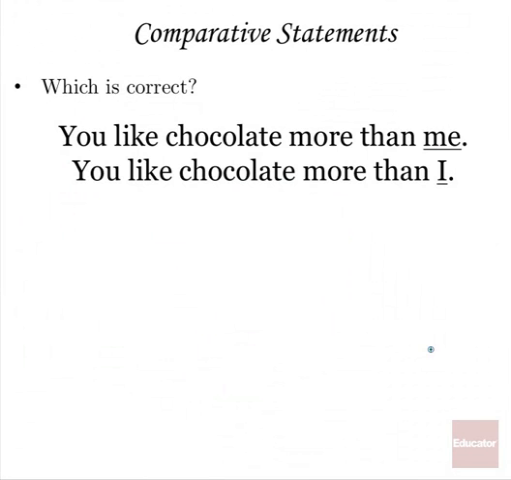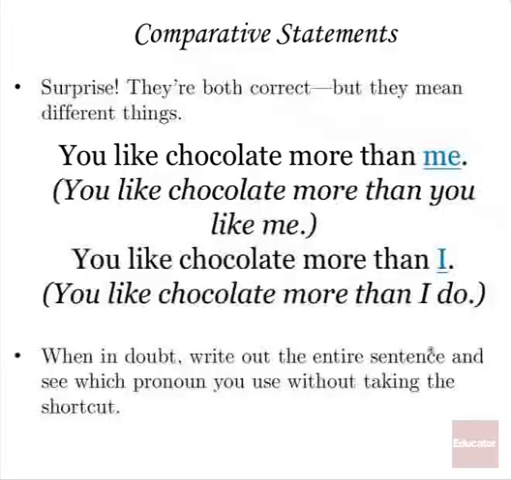Which of these sentences is correct? You like chocolate more than me, or you like chocolate more than I? Take a good look, pause the video if you need to. Surprise! They're both right, but they mean very different things. When you're using pronouns for comparisons, the case of the pronoun can change the whole meaning of the sentence. You like chocolate more than me means you like chocolate more than you like me. Me is in the objective case, so it would have to be the object of the verb like.